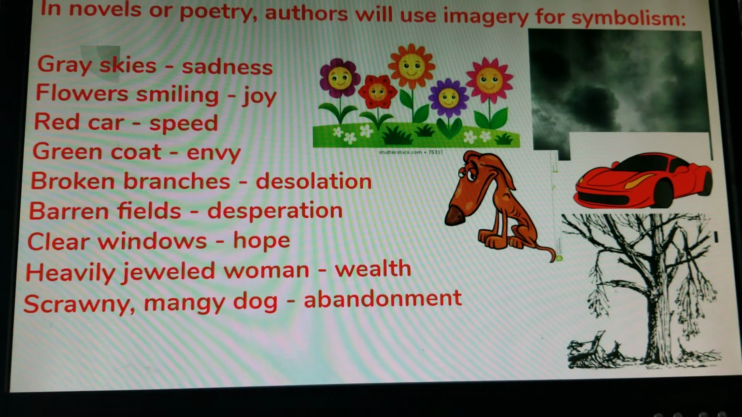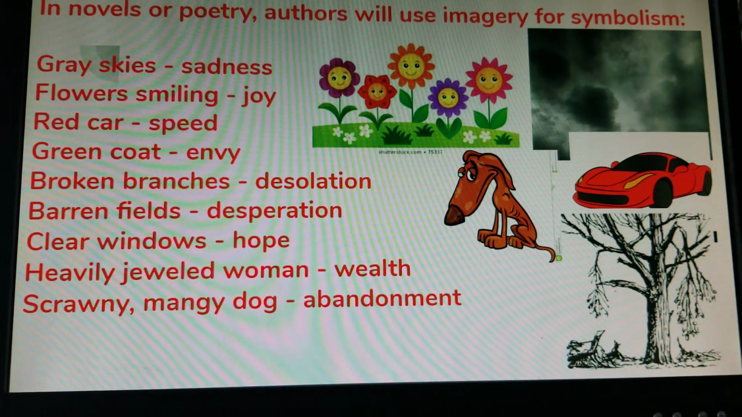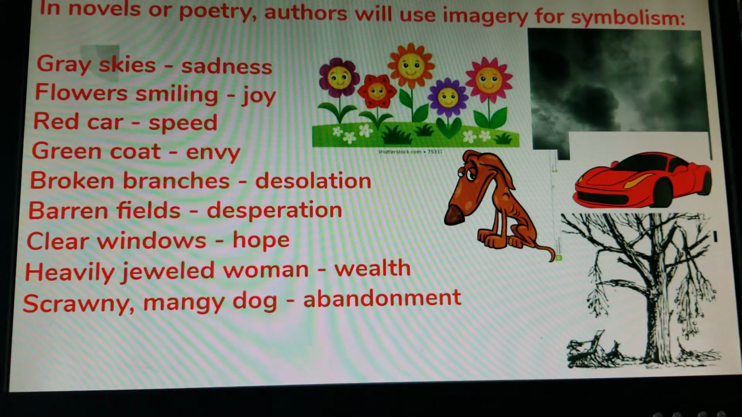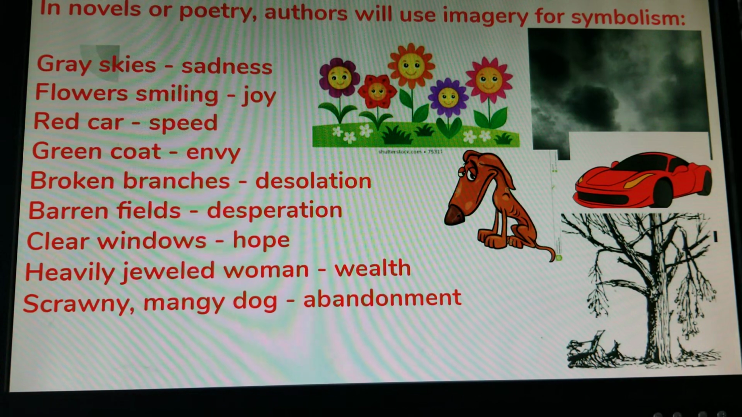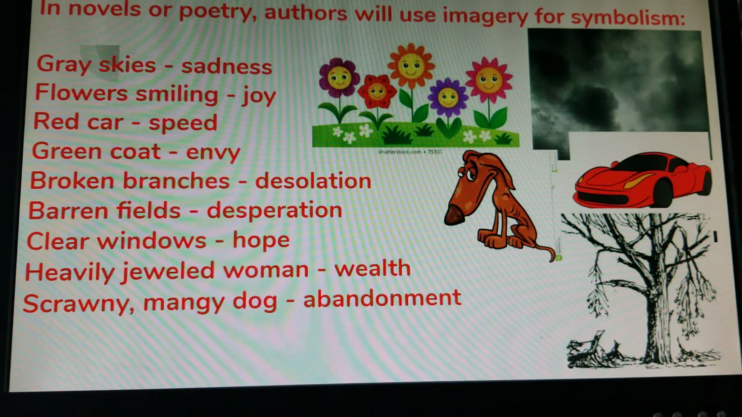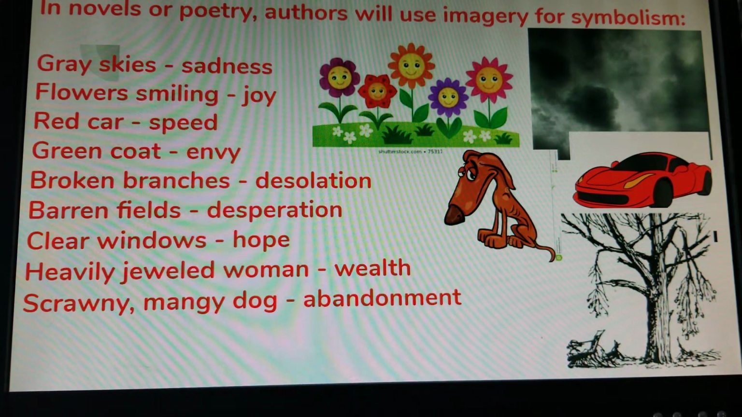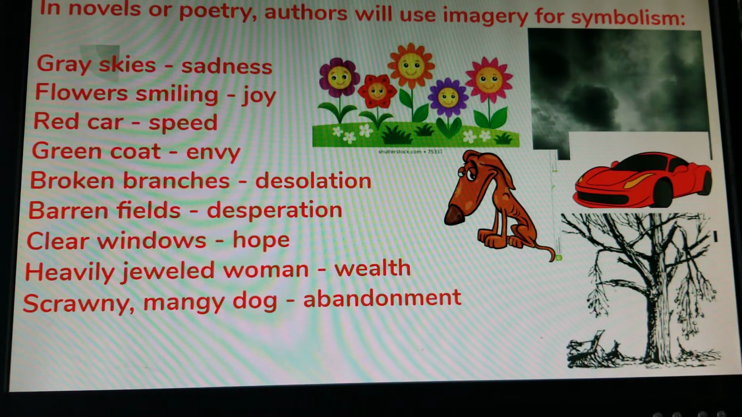Gray skies could have a meaning of sadness. Not always, but this is typically what you'll get from whatever the novel is trying to send the message of. Flowers smiling, joy. A red car, speed. The green coat, envy. Broken branches, desolation. Barren fields, desperation. Clear windows, hope. A heavily jeweled woman, wealth. A scrawny, mangy dog, abandonment. So again, in novels or in poetry, you'll have something used by the author to give you the symbolic image of something.